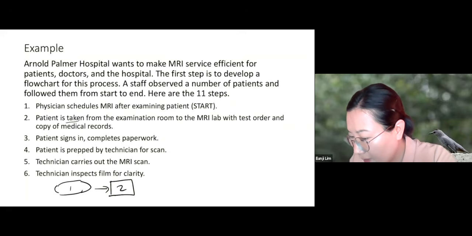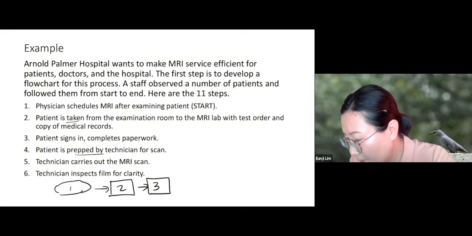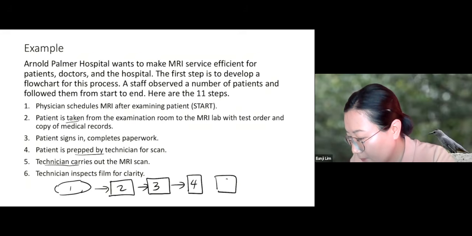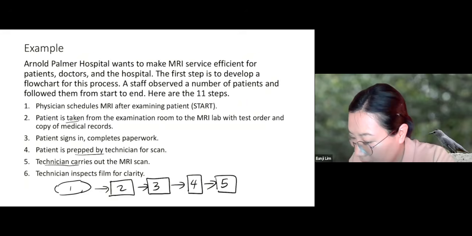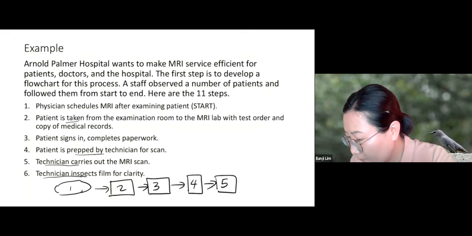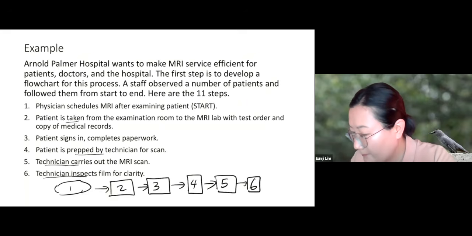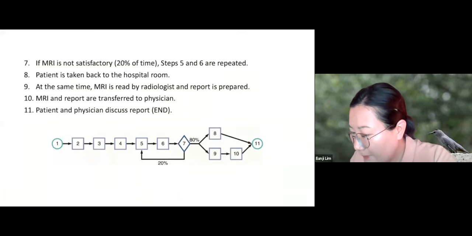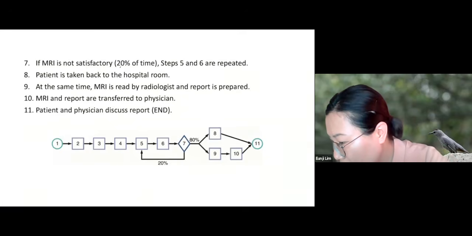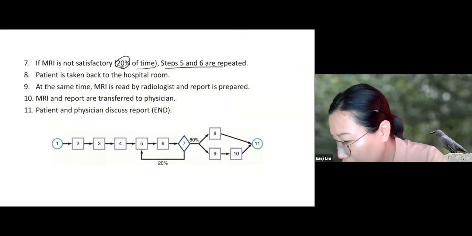Number 3, patient signs in, completes paperwork. This is another action step. Number 4, patient is prepped by physician for scan, another action plan. Number 5, technician carries out the MRI scan, another operation. Technician inspects film for clarity, number 6. Now, number 7, if MRI is not satisfactory, which happens 20% of the time, steps 5 and 6 are repeated.